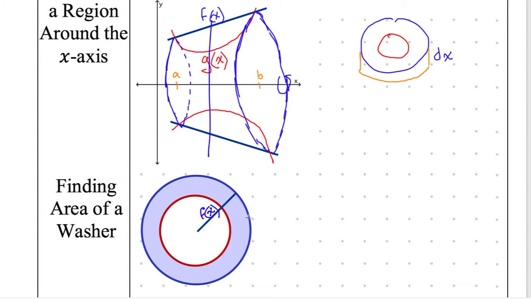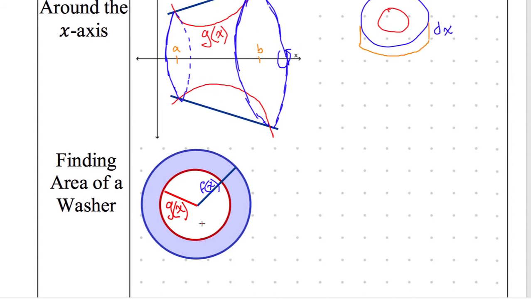If my slice was right here, it's f of x. It could be like 3. But if it's out here at the end, this circle will look much, much different. So it changes. That's why we have to describe the radius with a function, f of x. And then, of course, the inner function is g of x. So go ahead and make a radius on the inside, and that radius should be g of x. Again, it changes, so it has to be described by a function.